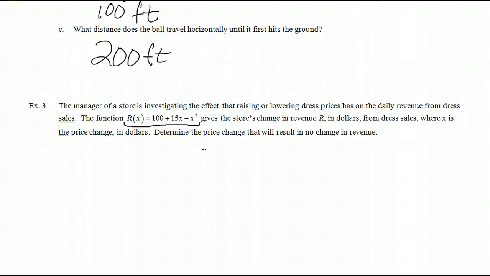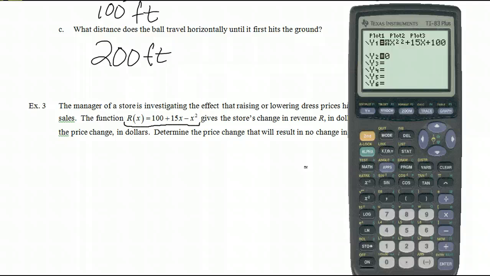Okay, so we want no change in revenue. I've taken the liberty of bringing up the calculator and entering, albeit somewhat incorrectly because I have two squareds on there. So let's take that off. There we go. The function negative x squared plus 15x plus 100. Now what's the change in revenue is r, or in our case y. I've rewritten it to lead with the x squared term.